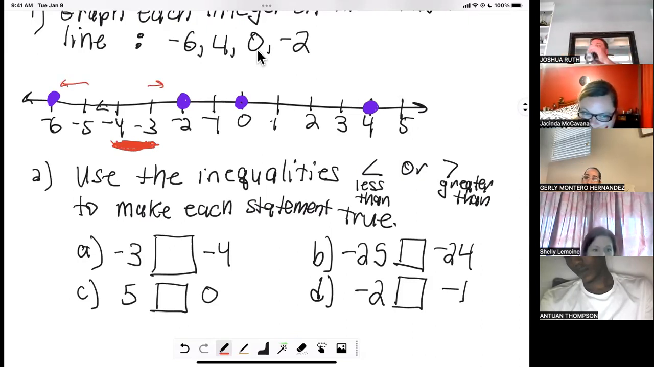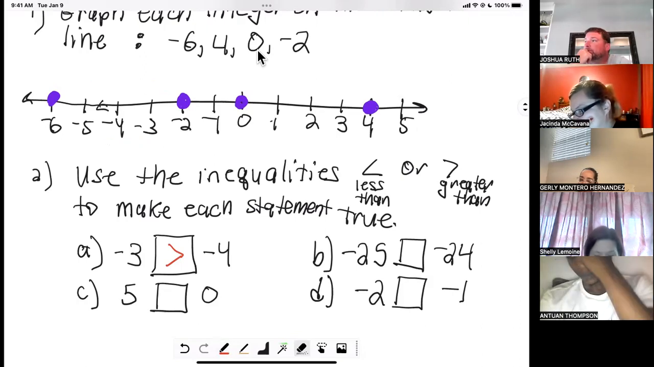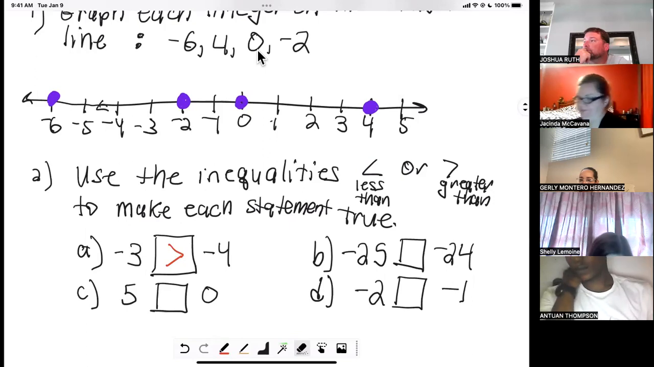So -3 is definitely closer to 0. -3 is bigger than -4. And it sort of sounds wrong, but with negative numbers, it's like opposite. So with a positive number, 4 is bigger than 3. But with a negative number, the -3 is going to be bigger than -4.